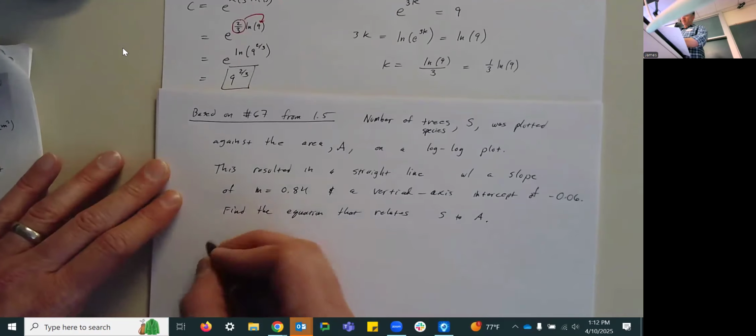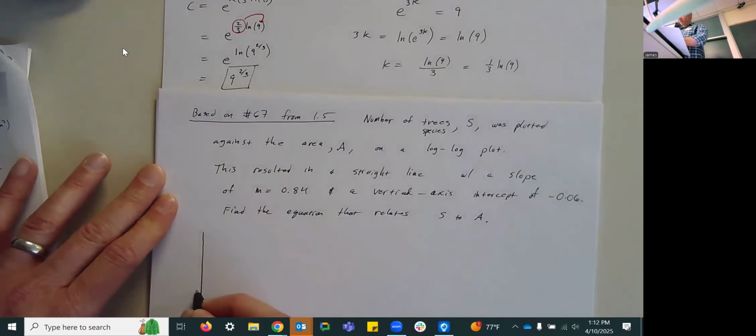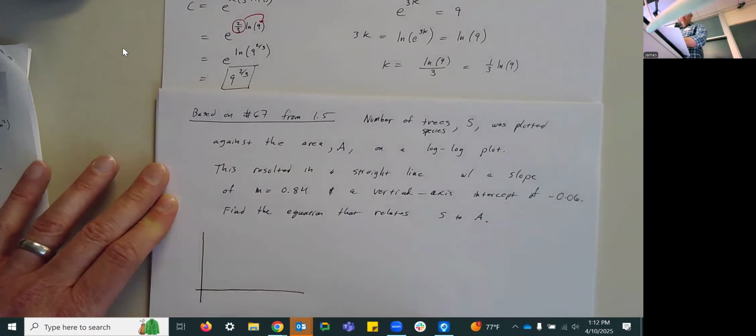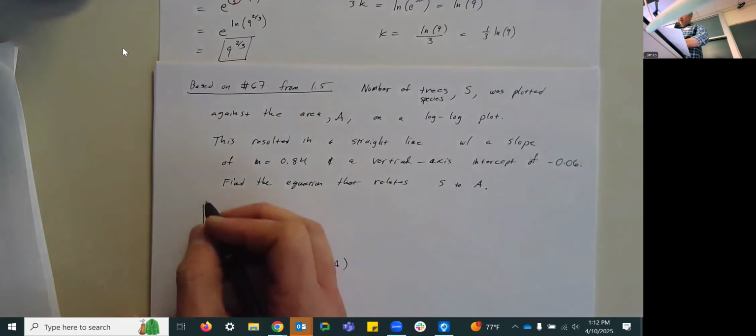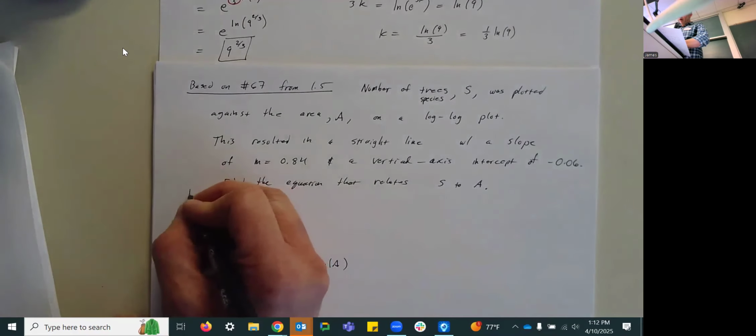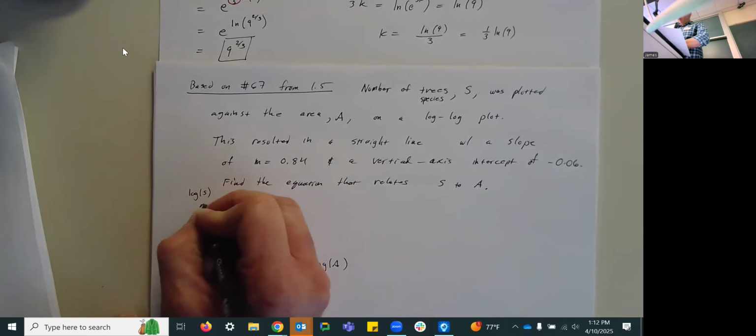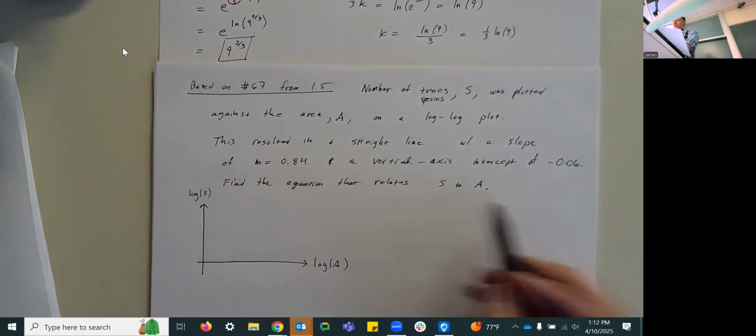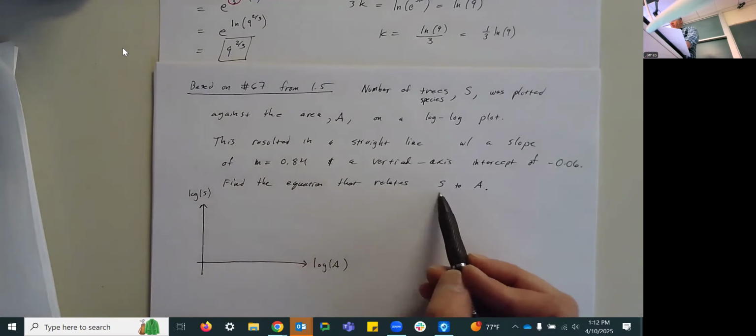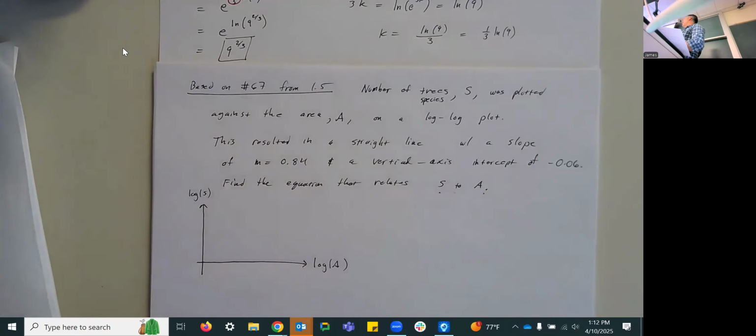So here's what we're saying. And again, this picture isn't super necessary, but I like drawing. So on our horizontal axis, we have the log of A. And in the vertical axis, we have the log of S. How do I know which one goes on which axis? Because of the order they set things in here. Find the equation that relates the species abundance to the area. So we're thinking of the species abundance as a function of area, not area as a function of species abundance.